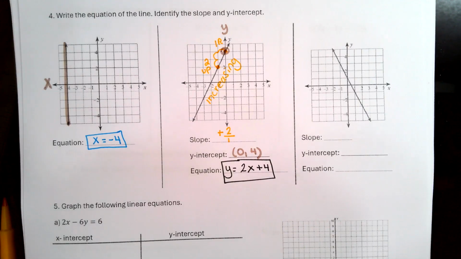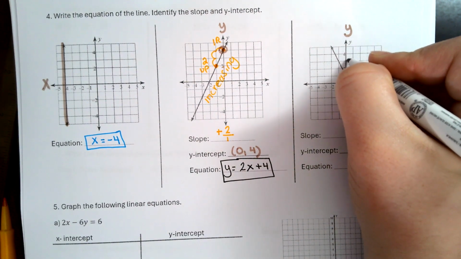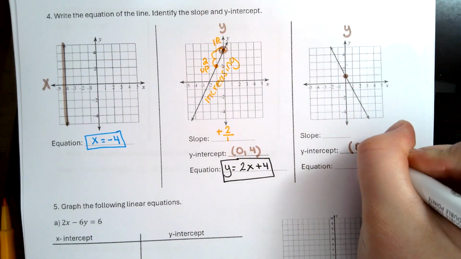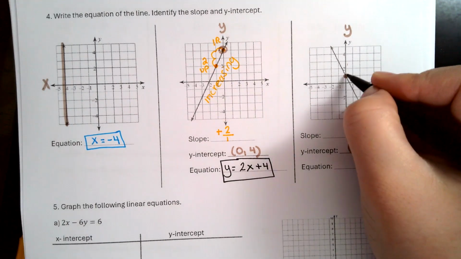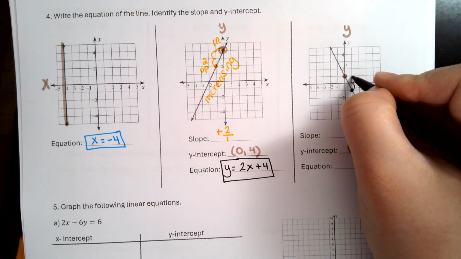Let's go ahead one more time. Let's find our y-axis. For our y-intercept, here's my point. That means my y-intercept is going to be at 0, 1. For our slope, we're going to find another pretty point. Looks like I have a pretty point here. I'm going to go here 2 and 1.